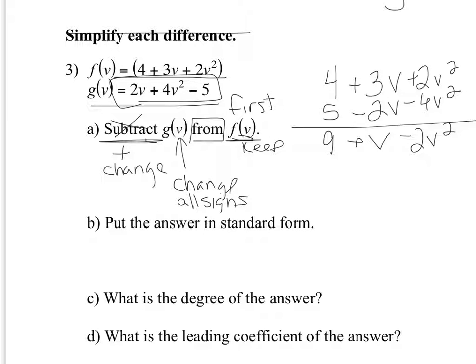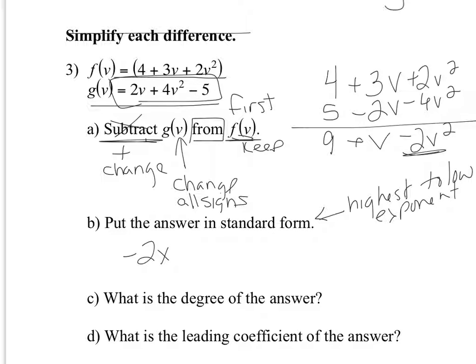Put the answer in standard form. So that means standard form means highest to lowest exponent. So the highest exponent is this one, so that one should be first. The sign goes with it. 2v squared plus v plus 9. Okay, 9 has no exponent, so it should be last.